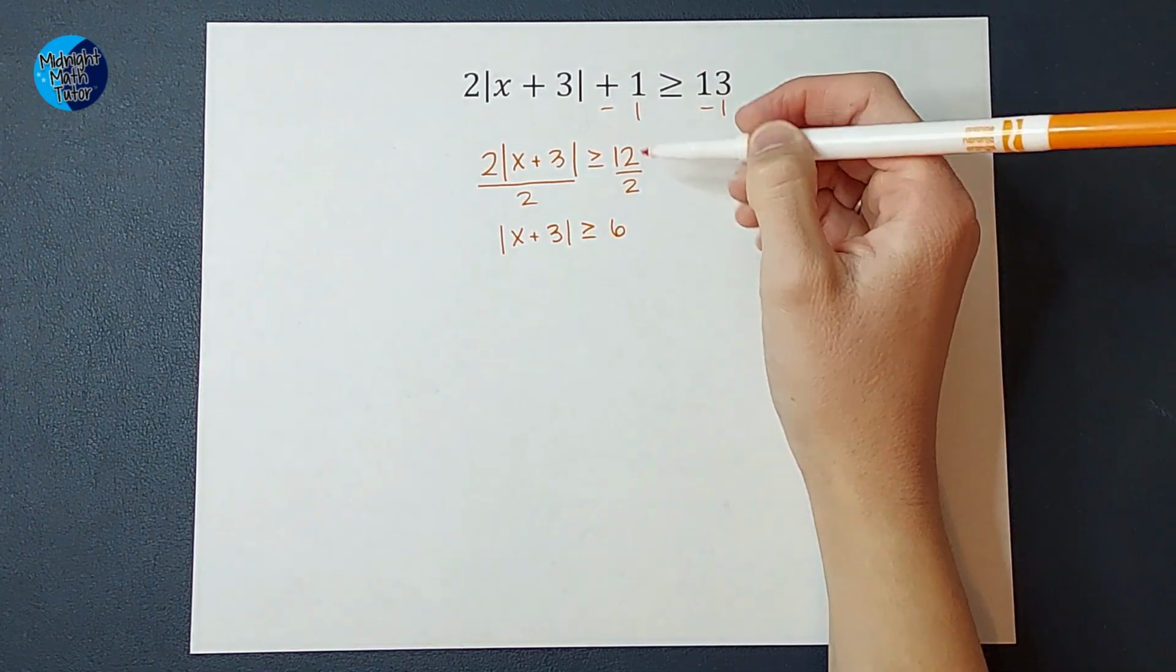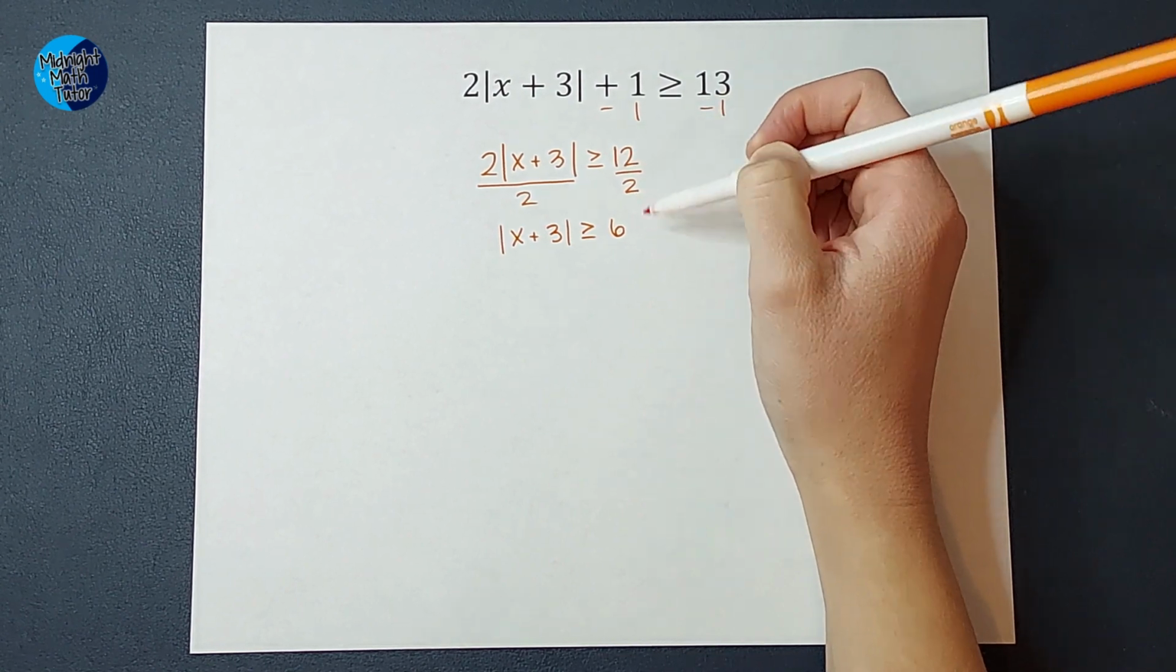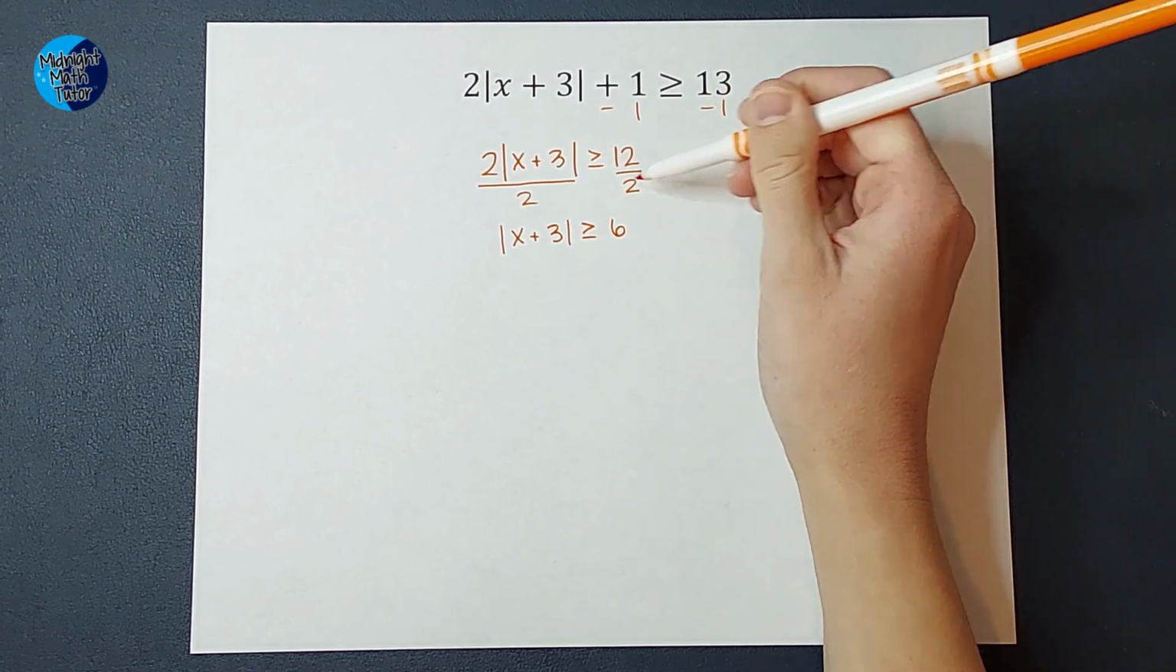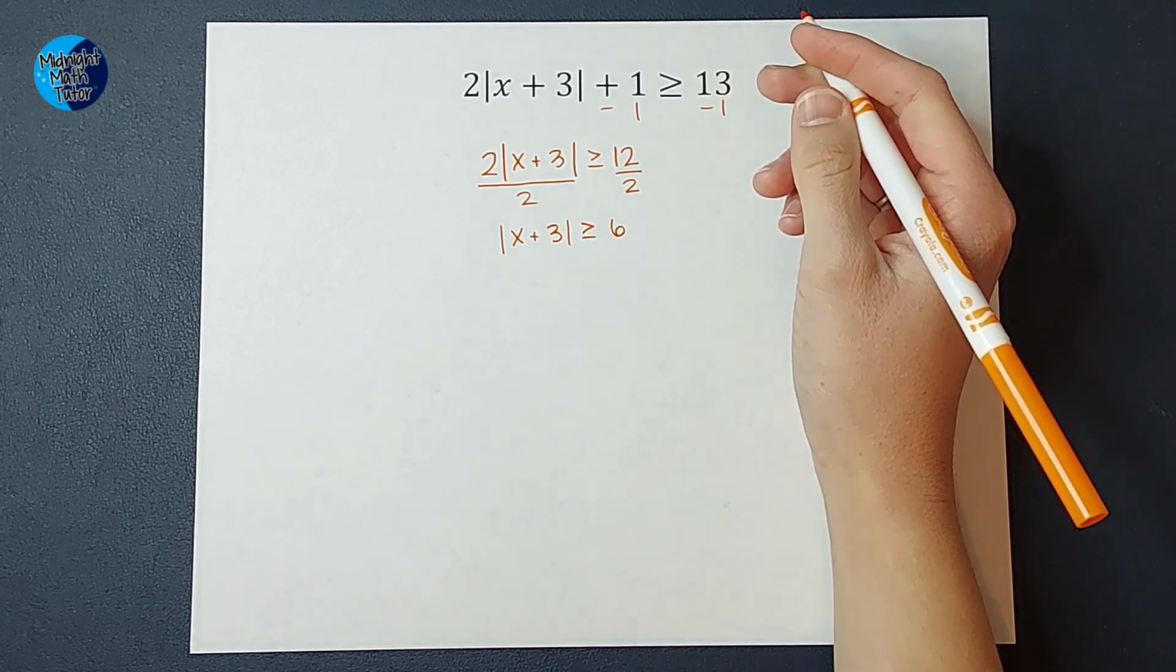Now remember, if you ever multiply or divide both sides by a negative when you're doing inequalities, you flip the sign, okay? But this one was positive, so we didn't have to worry about it, okay? All right, my absolute value bars are alone.